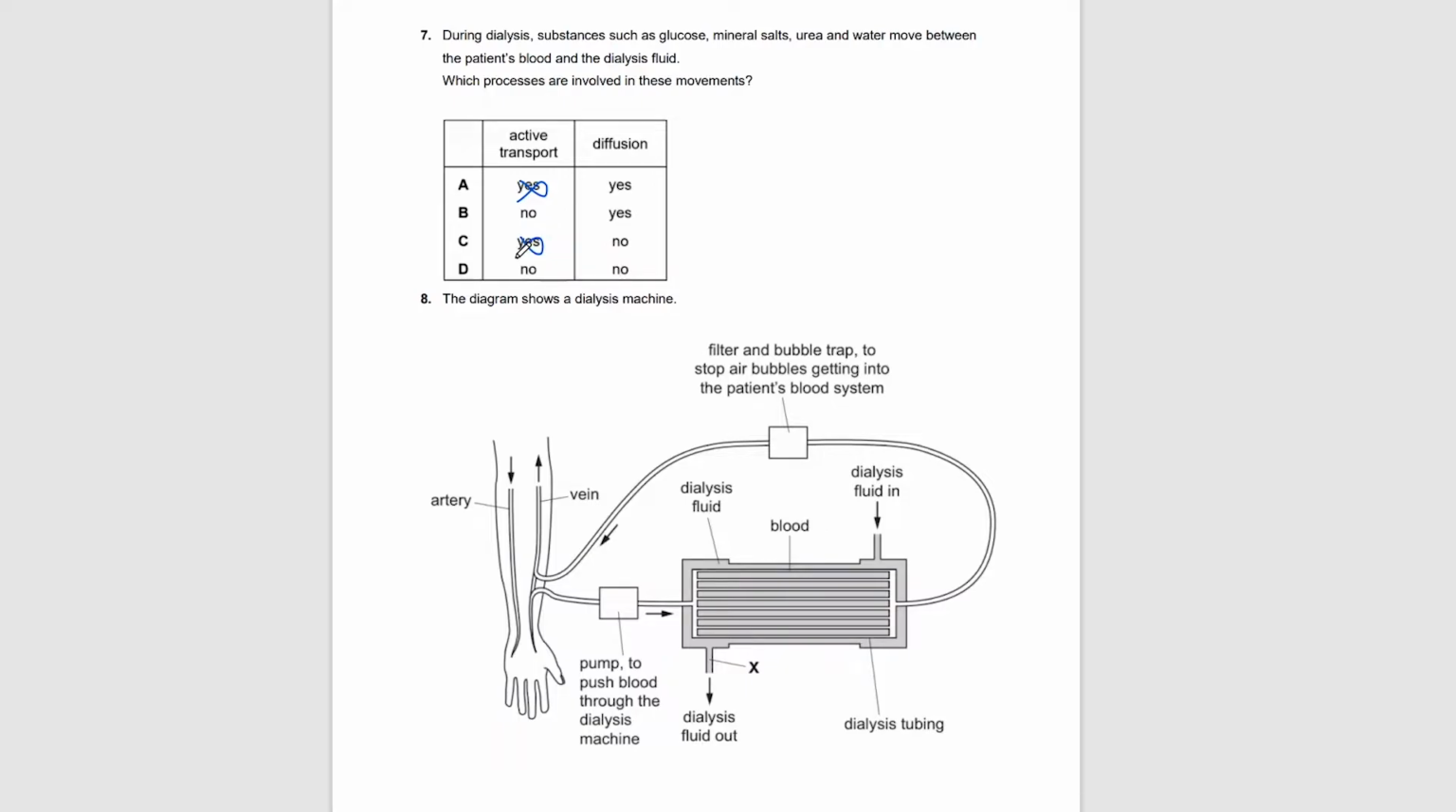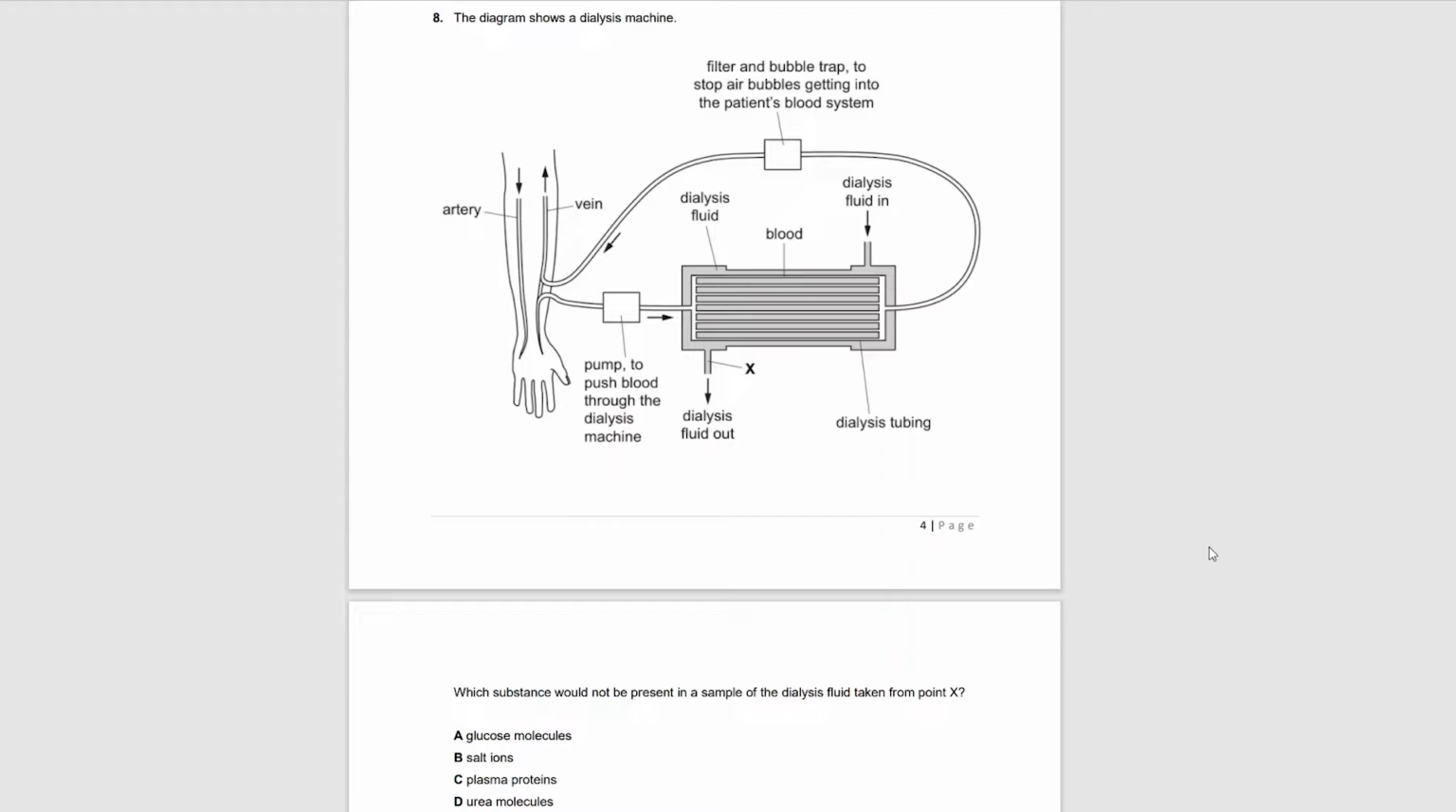There is a diffusion gradient, a concentration gradient between the blood and the fluid, and so that's how the urea and other substances move from the blood to the fluid. So diffusion takes place. Yes. Active transport takes place. No. Our answer would be B.